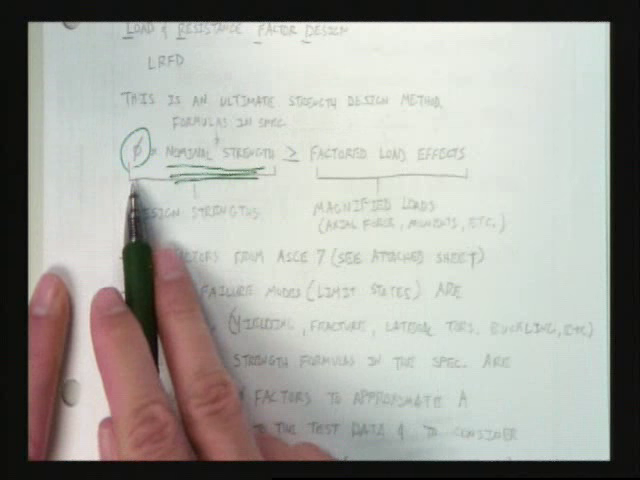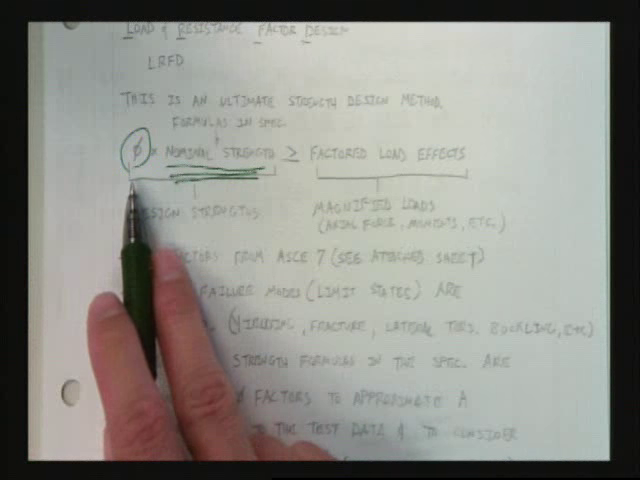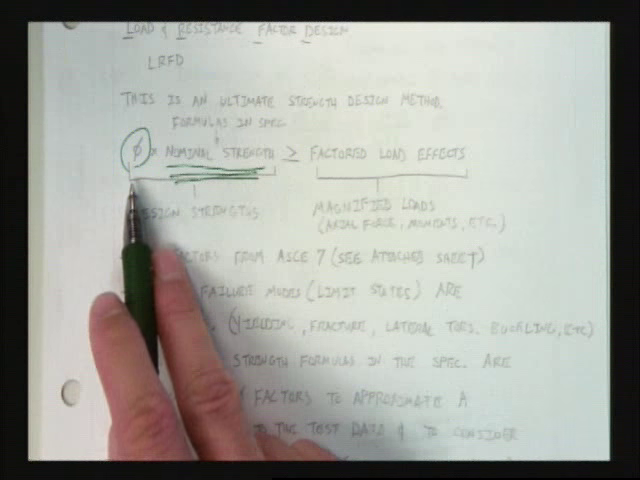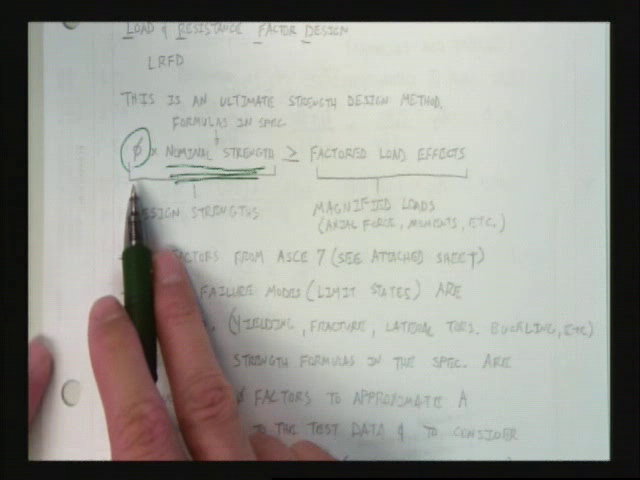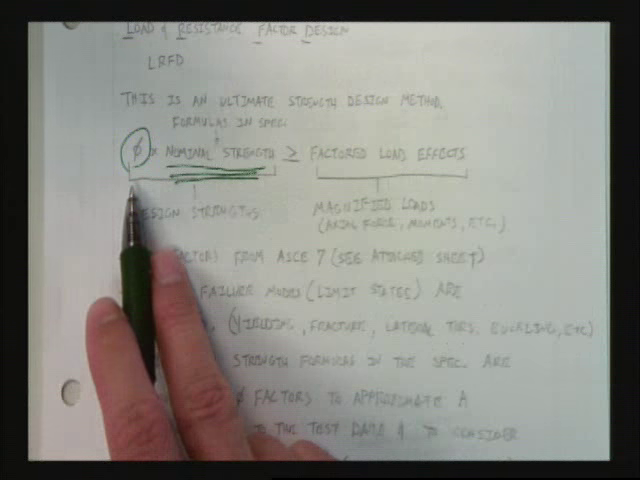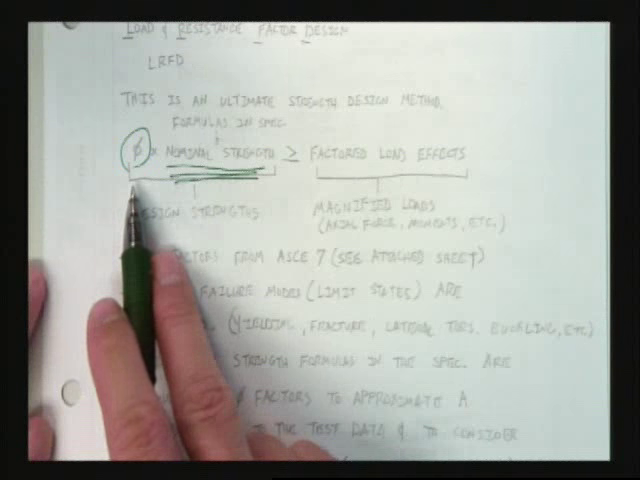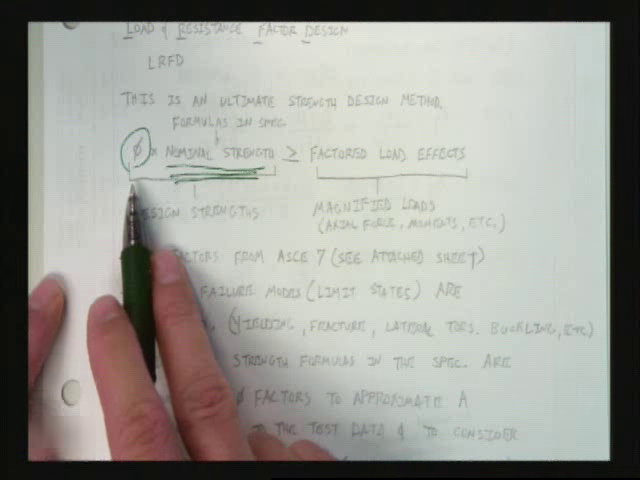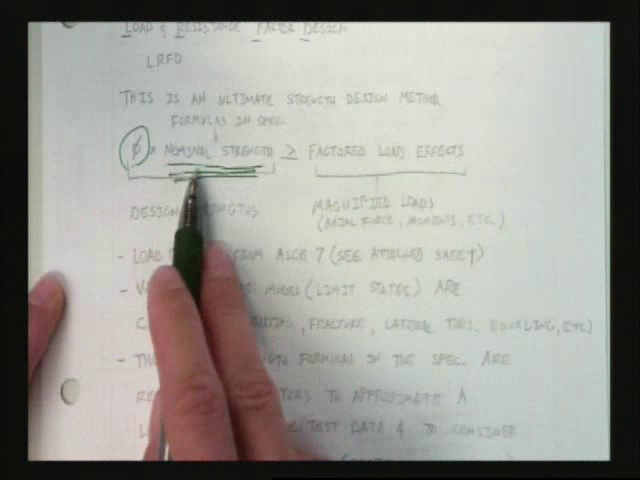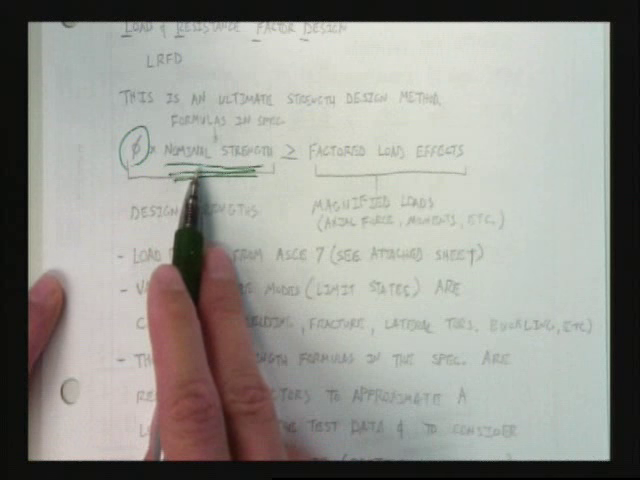Now I'm going to ask questions. Phi factor, you've used those before, right? Are those numbers greater than 1 or less than 1? I can't hear you. Oh, you have to hit the red button. If you're going to talk, you have to hit the button. Braden, talk. Less than one. That's right. They're always less than one. Why? Because they're on this side of the equation. They lower the capacity, right?